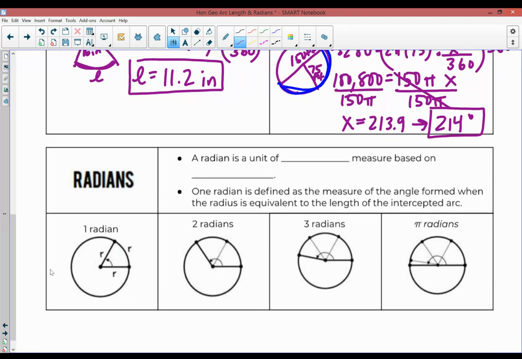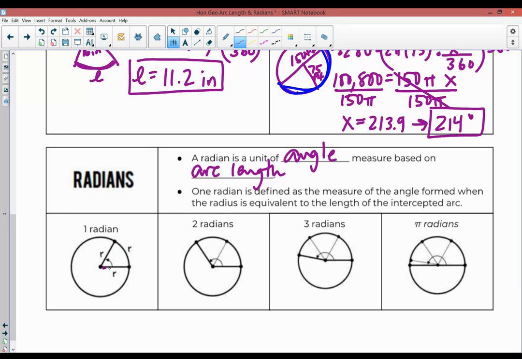All right, radians. It's going to blow your minds. Sorry, I need a sip of water for this. This is another way to measure angles. A radian is a unit of angle measure, not degrees, based on arc length. 1 radian is defined as the measure of the angle formed when the radius is equivalent to the length of the intercepted arc.